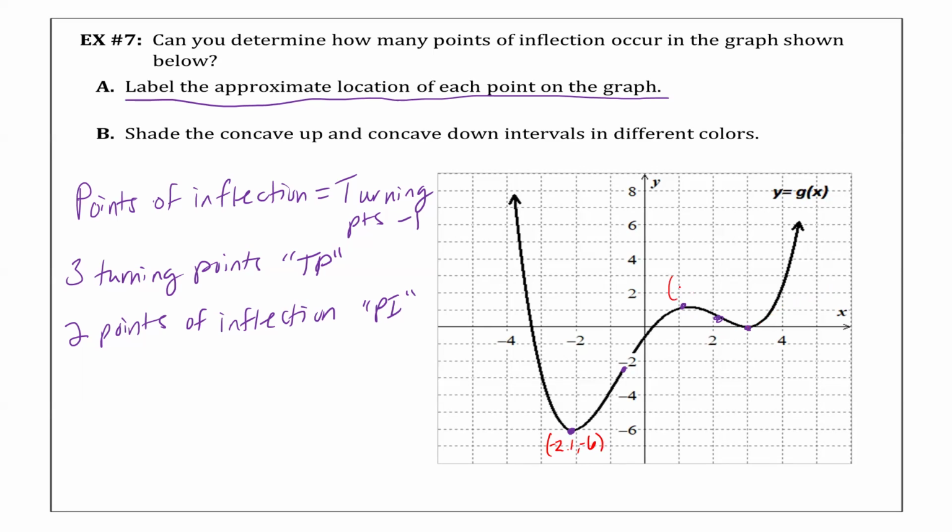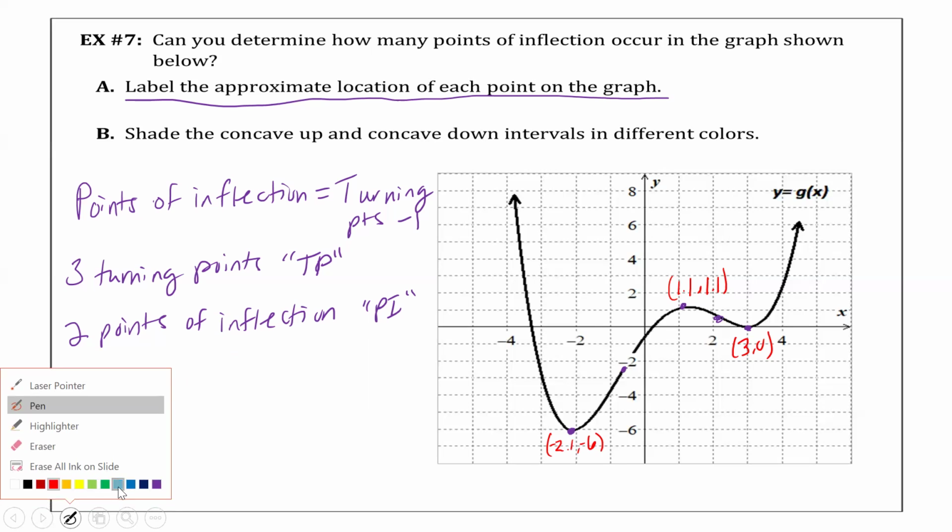This looks like it's at 1.1 comma 1.1. That's an estimation, approximation. Then this one, I'm going to say it's 3, 0. That's all I asked of you. Then we're going to find those PIs.